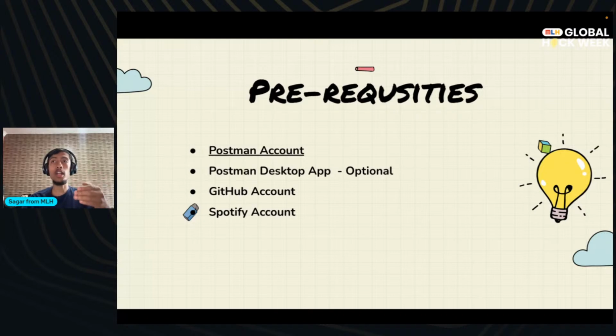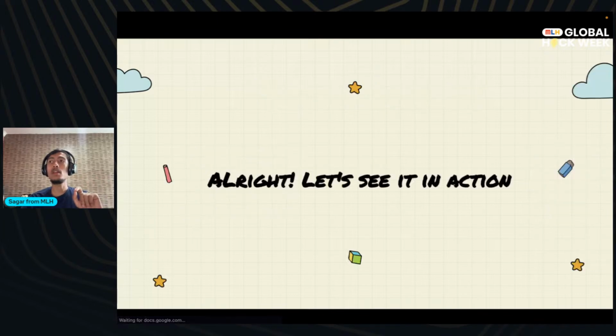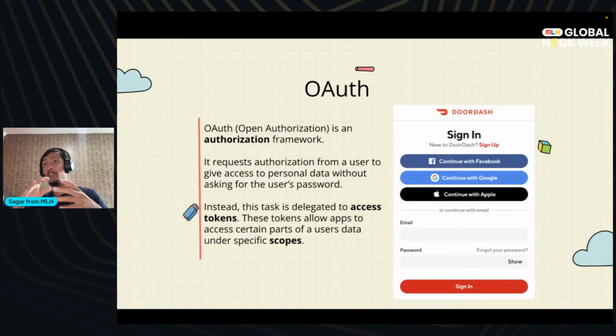But if you are looking for a demo, then please make sure that you have these installed on your machine. So you need to have a Postman account, a GitHub account, as well as a Spotify account. If you already have these three, then you're good to go. If not, please make sure you create one. We will have enough time to do this, so don't worry if you don't have this right now. So yeah, let's see everything in action.